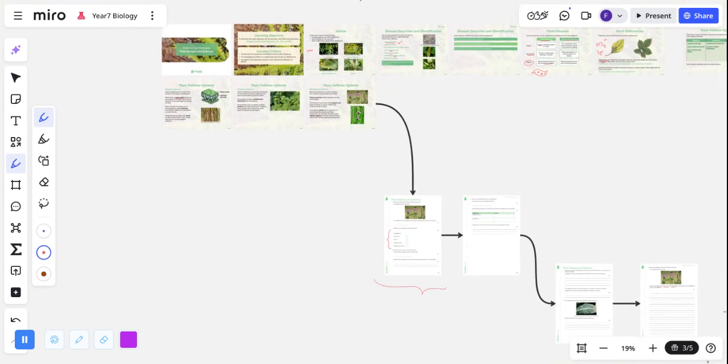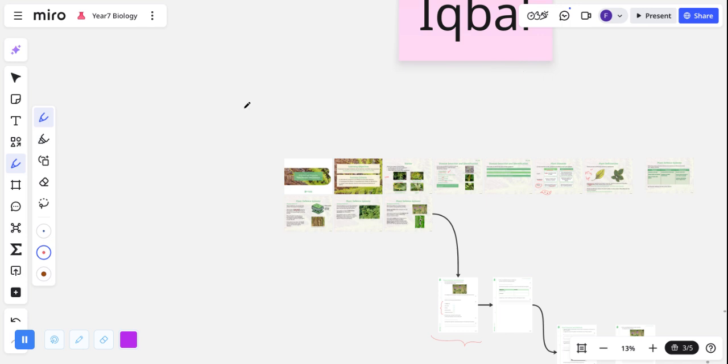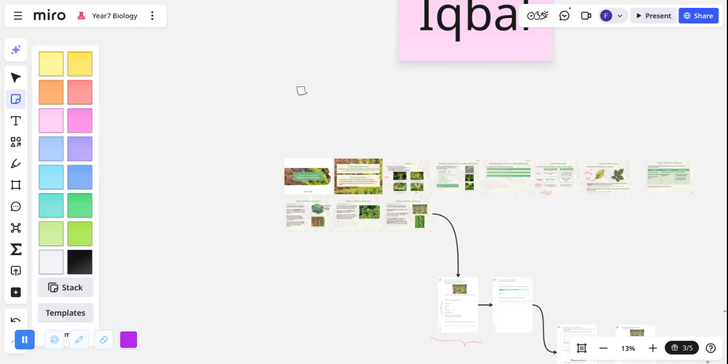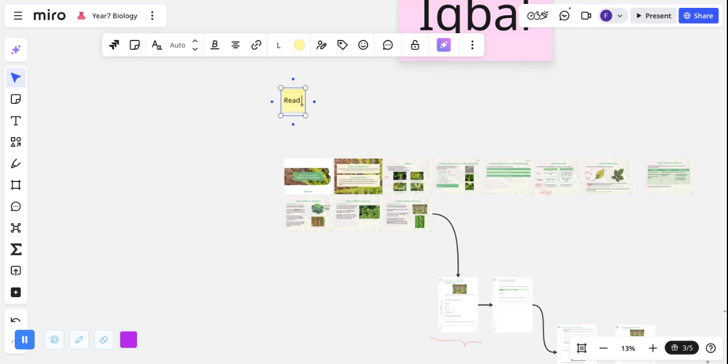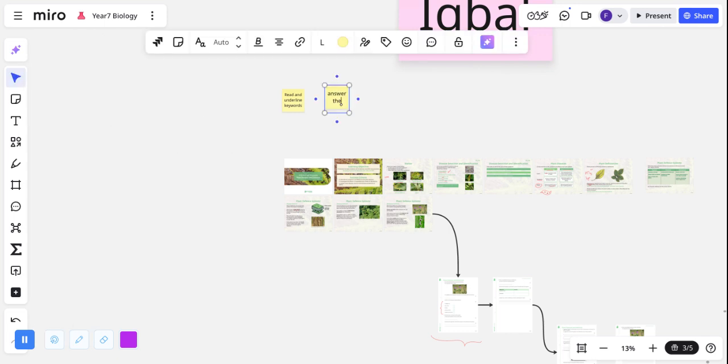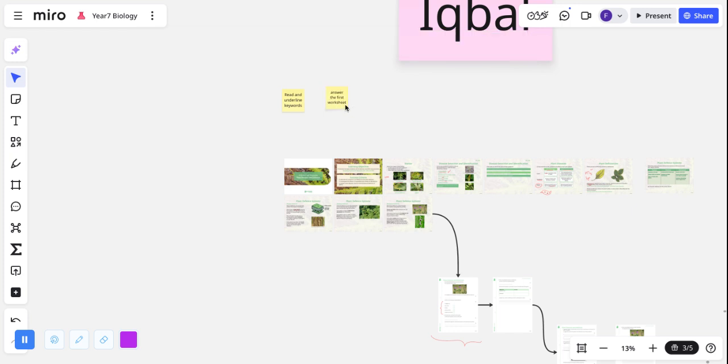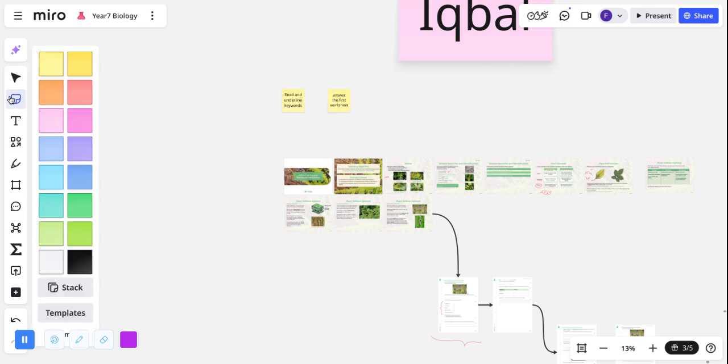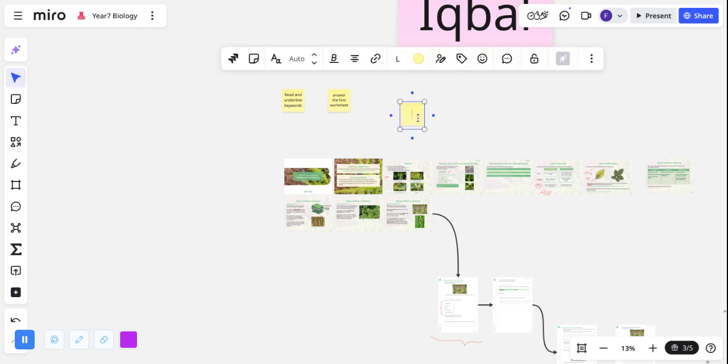So your task, read the text, underline the keywords, and we'll write it here. These are your tasks. Read and underline keywords. After that, answer the first worksheet. And then, if you do get further than that, try the second long answer sheet.